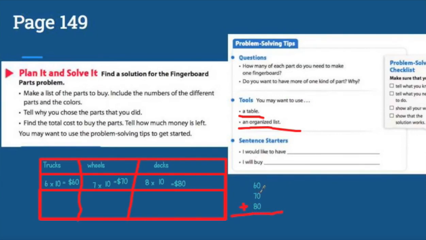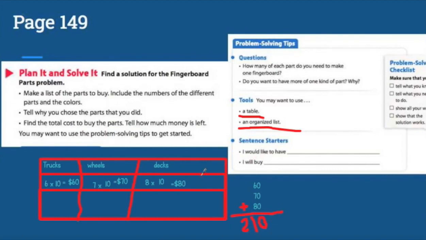Okay, looking at my ones place, 0 plus 0 plus 0 is 0. Now I've got these pretty high numbers over here that I can add together. I know that 6 plus 6 is 12, and 1 more is 13. And then I've got 13 plus 8, which would give me 21.